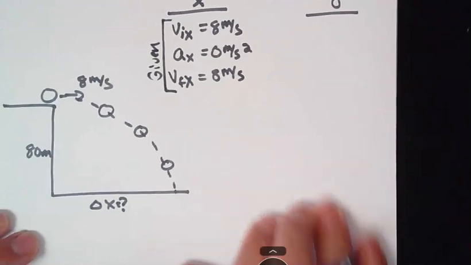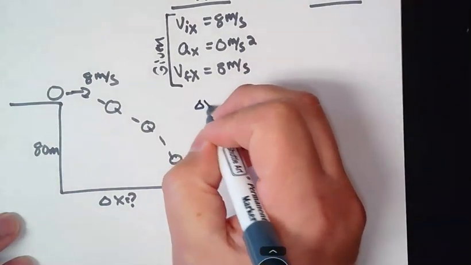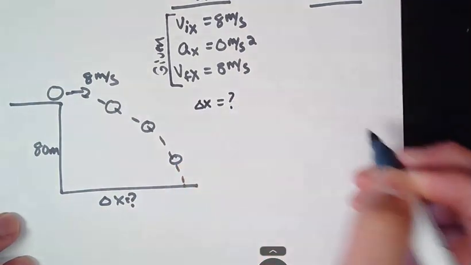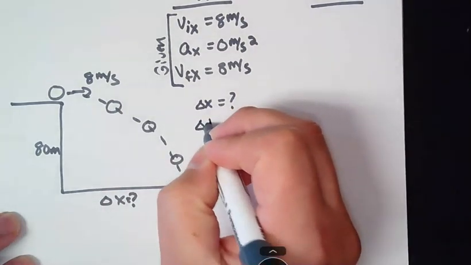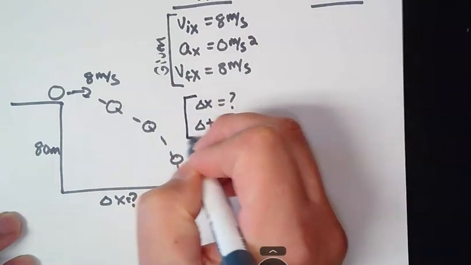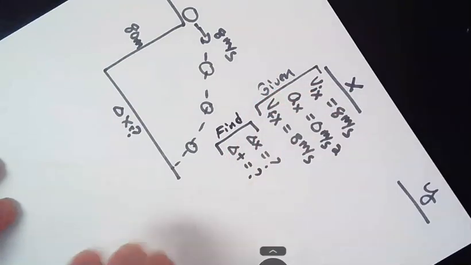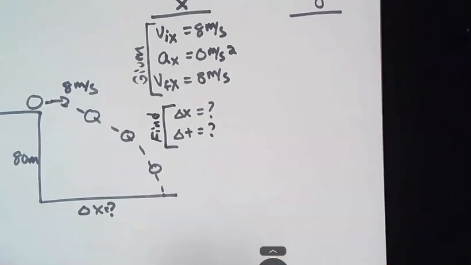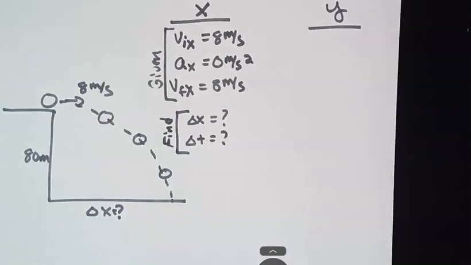Now, unknown is the delta x right here, so that's unknown. I don't know how far left it's going, or, sorry, how far right it's going. That's unknown. And I also don't know how long it's in the air. So this is like our find. So there's my two unknowns that way. Now the y direction is going to help us figure out some of those things. So if you want, pause the video, see if you can figure out what's going on in the y direction. I'll give you a moment to pause it.